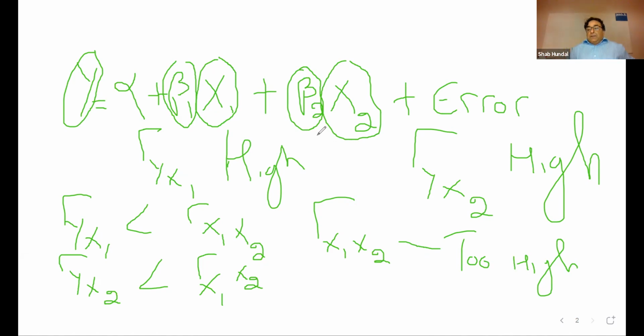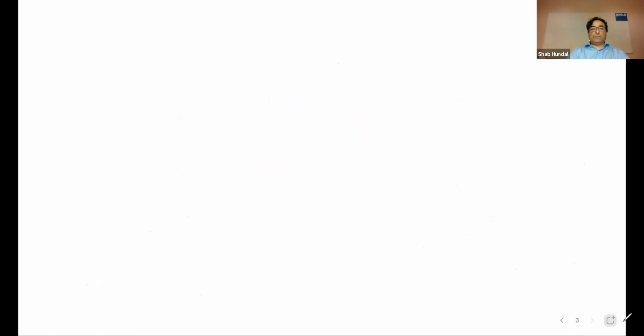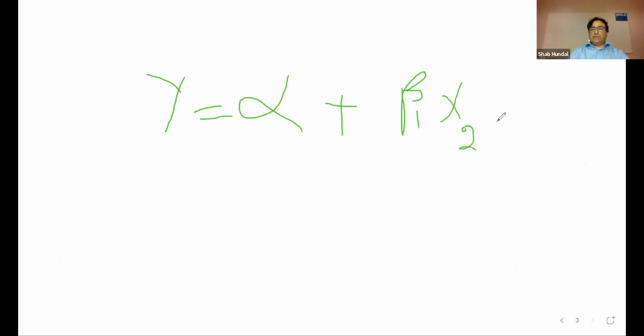How do we know that this problem exists, or may exist? For this purpose, we need to look at the correlation matrix, which I haven't done while analyzing the data. But there's a very, very simple solution to it. There are many solutions, but one simple solution is that we break up the model. This is our main model: y equals alpha plus beta 1 x1 plus beta 2 x2. I can ignore the error term for some time, not a big deal. And we discover that the correlation between x1 and x2 is extremely high.